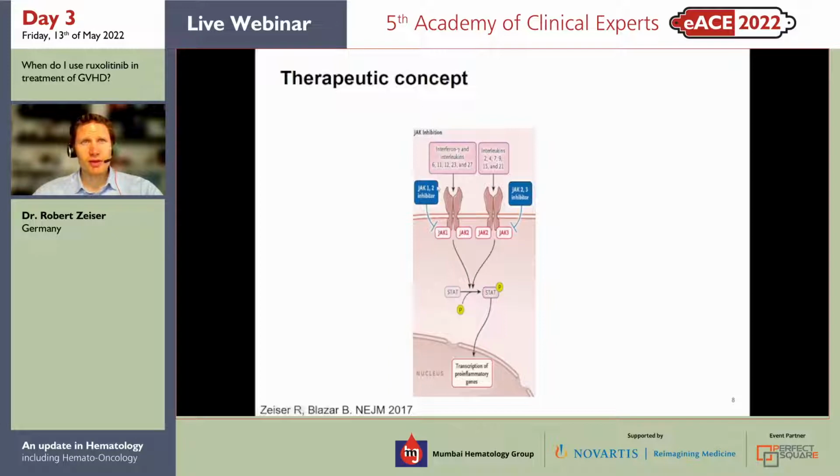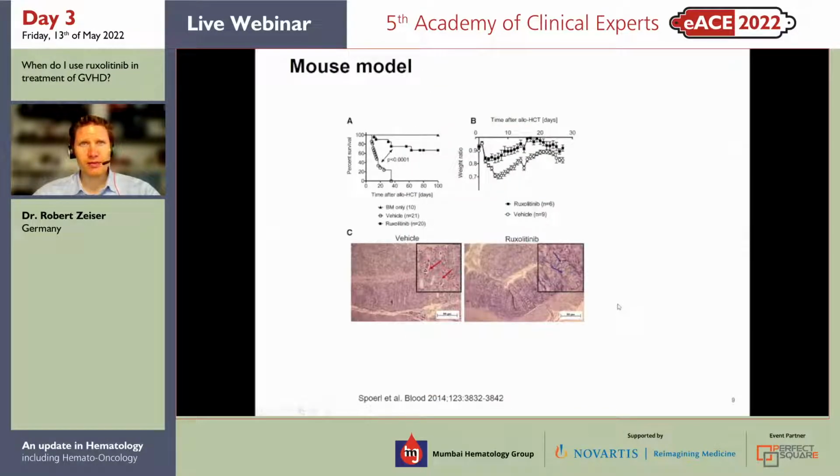As you can see here, JAK1, for example, is responsible for downstream signaling of IL-6 or interferon gamma, which are key cytokines in the pathogenesis of GVHD, and we know that they activate STAT proteins that then activate pro-inflammatory effects.